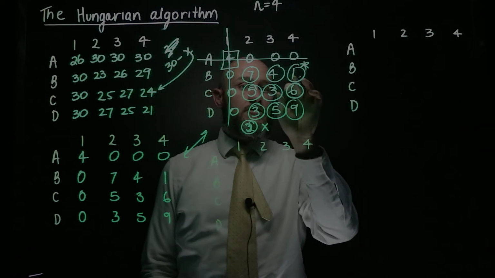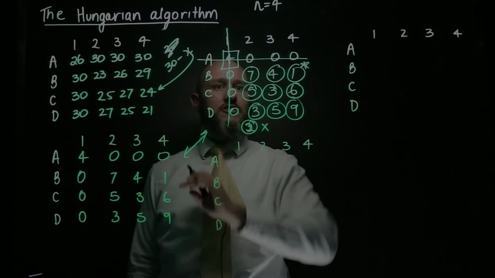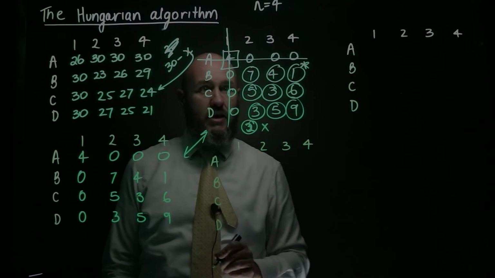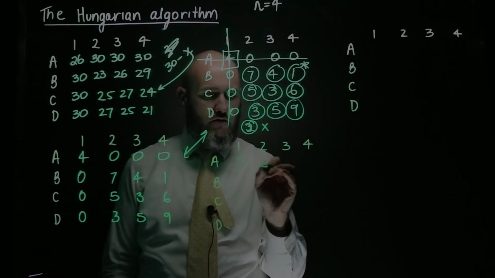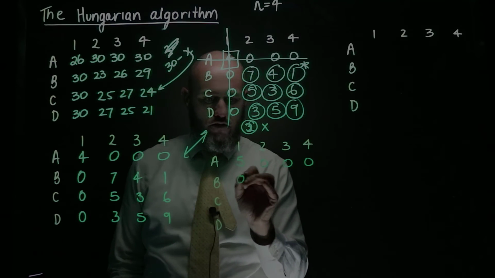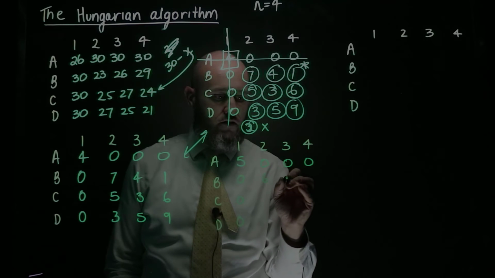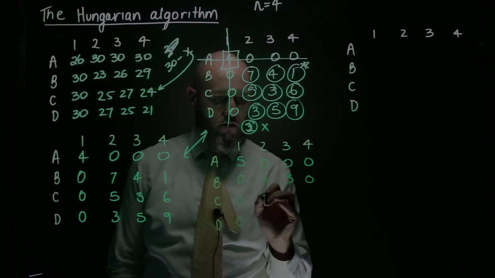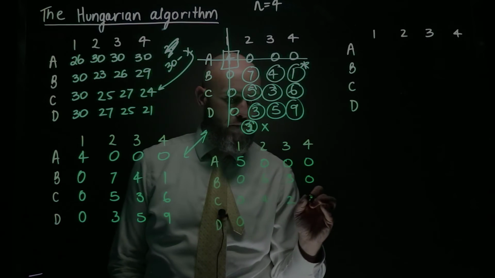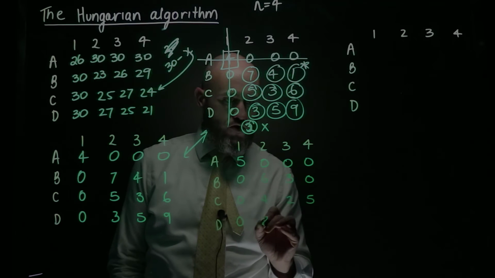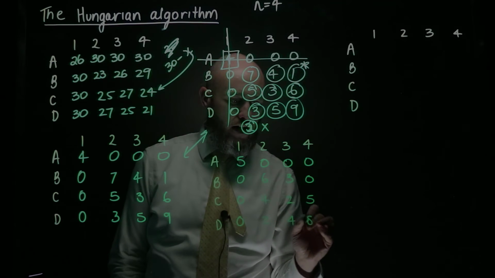So I'm going to be subtracting 1 from these guys, adding 1 to the square, and then leaving the zeros the same. So I get a 5, 0, 0, 0, 0, 0, 0, and then I subtract 1: 6, 3, 0, 4, 2, 5, 2, 4, 8.